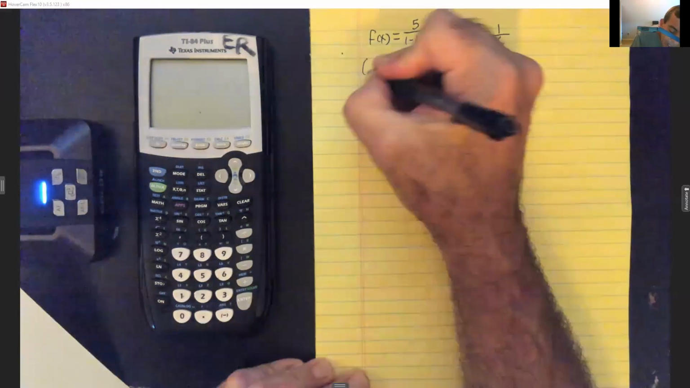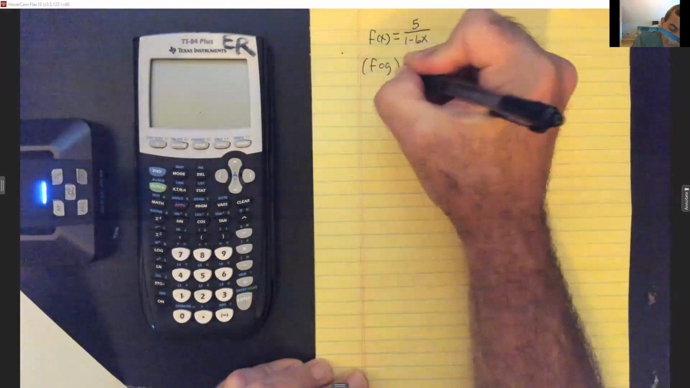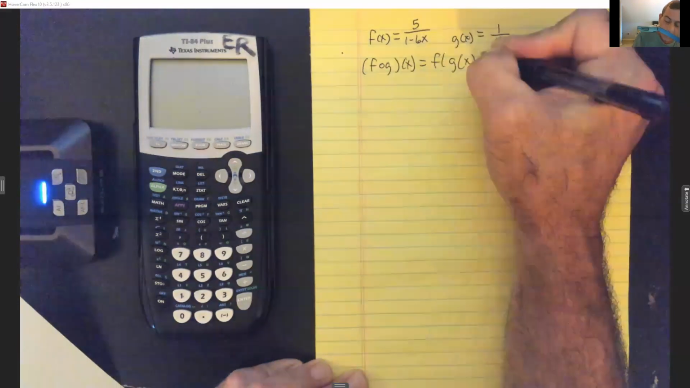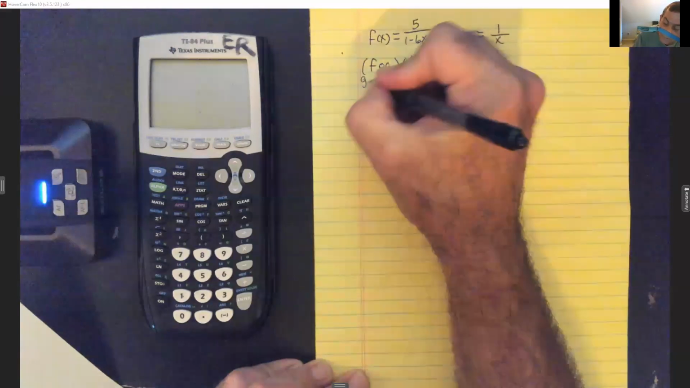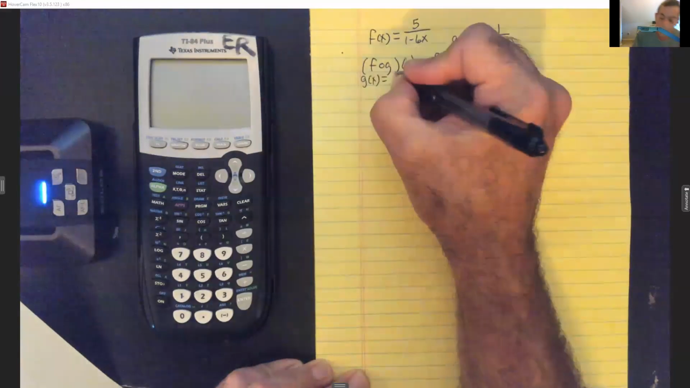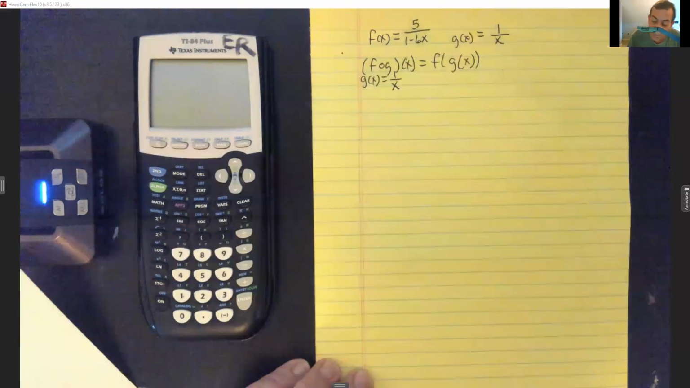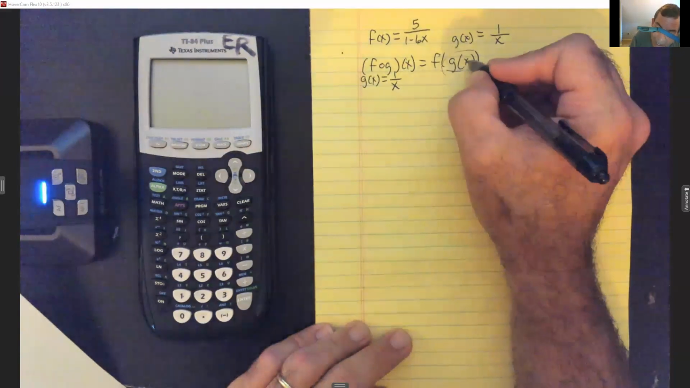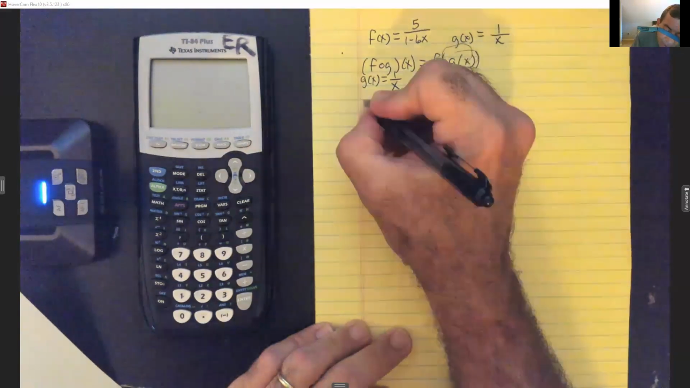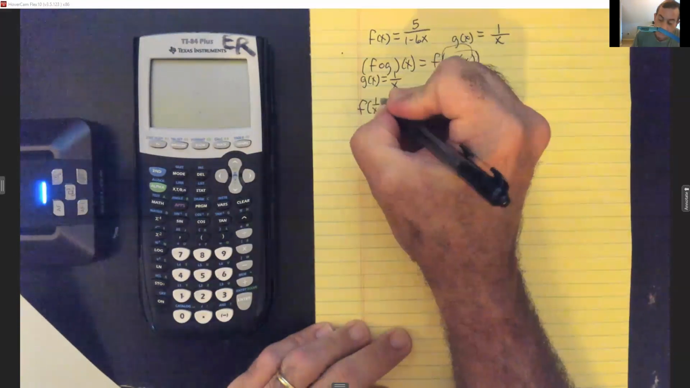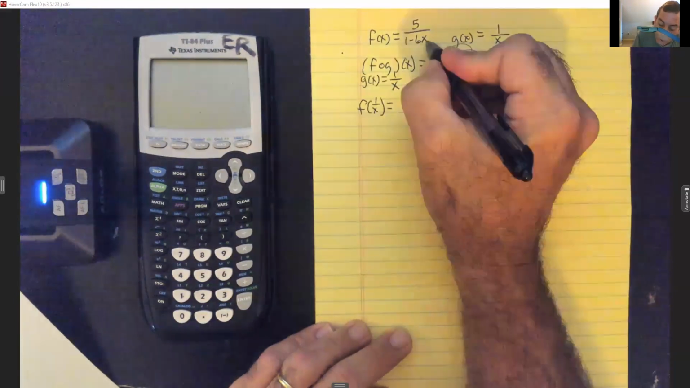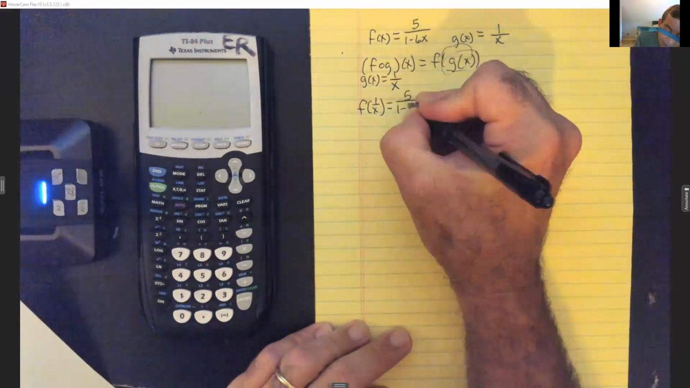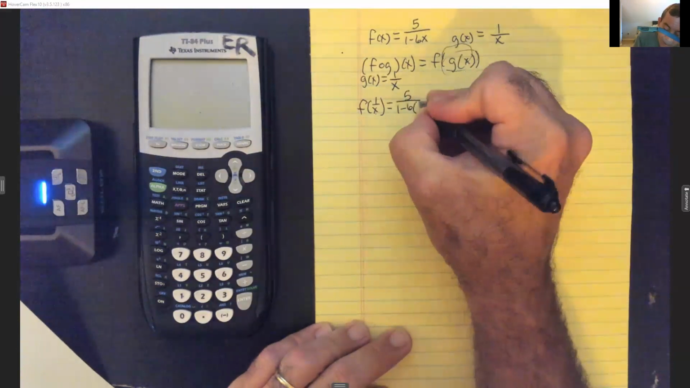So let's work f of g of x. First I start with g of x. Well, g of x equaled 1 over x. Cannot do nothing to that, which means I got to take that 1 over x and put it into my f. So I'm going to be finding f of 1 over x. So where they got an x, I'm going to put 1 over x. So I get 5 over 1 minus 6 times 1 over x.